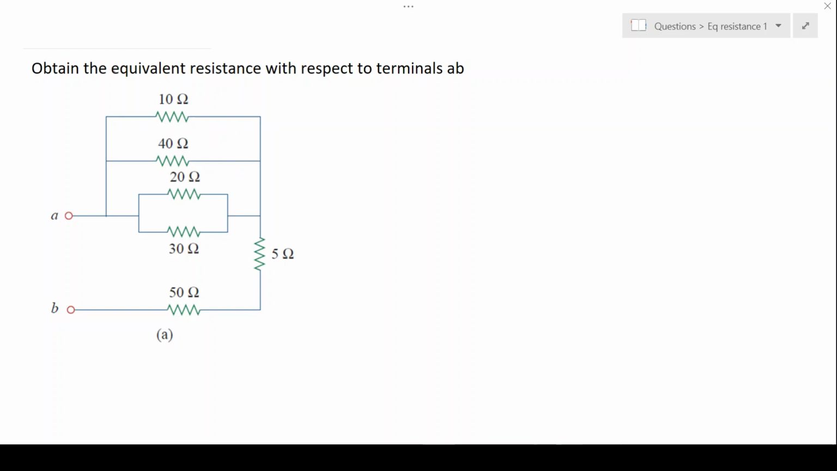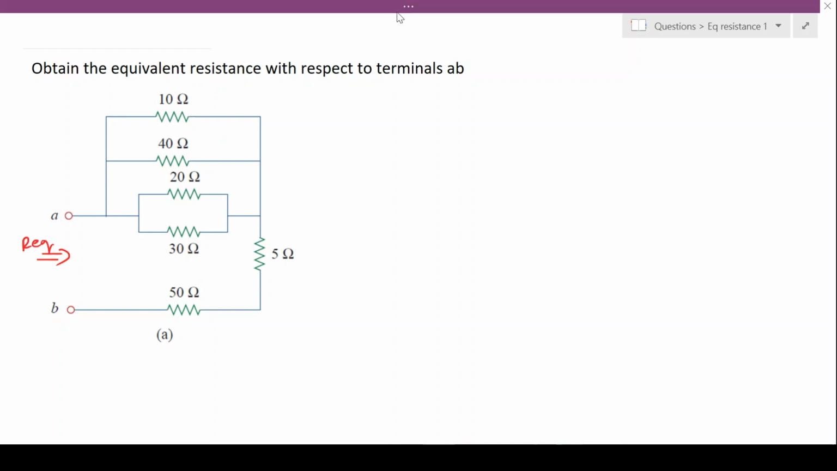So the question that we're going to attempt reads as follows: determine the equivalent resistance with respect to terminals AB. So we are looking for our equivalent with respect to terminals AB.